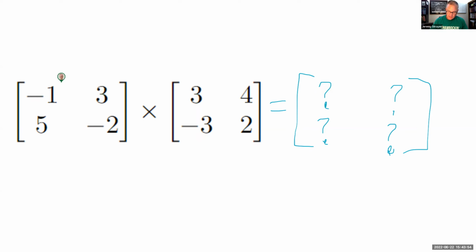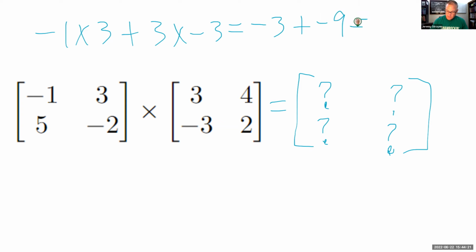So that means -1 times 3. And then we move to here. So we'll have 3 times -3. So that is -1 times 3 is -3 plus 3 times -3 is -9. That's -10. So that's the number that goes here.